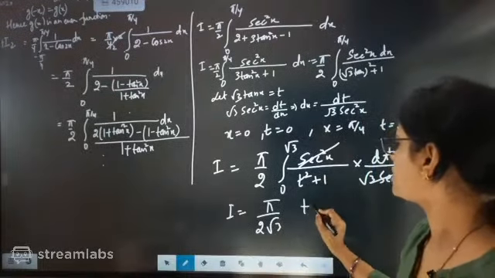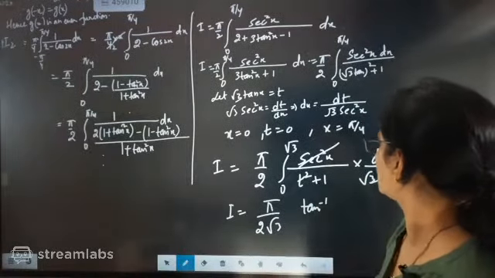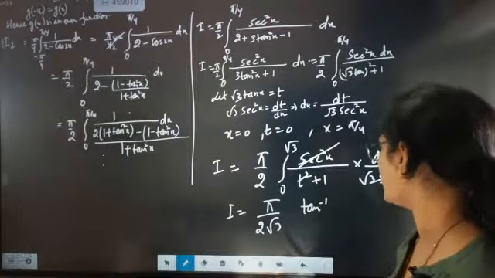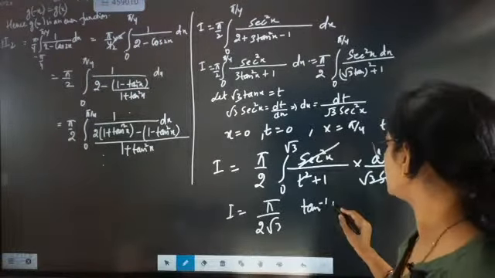Now this is going to come as tan inverse t. Okay, tan inverse t. Any other property we have to apply here? Tan inverse t.